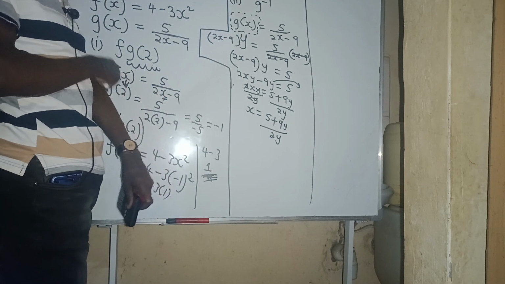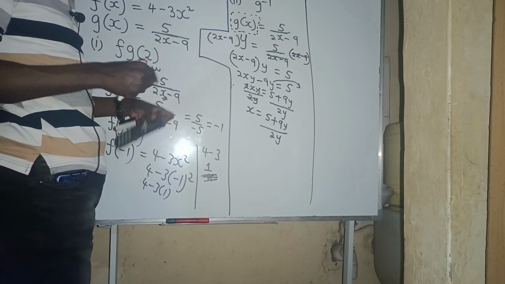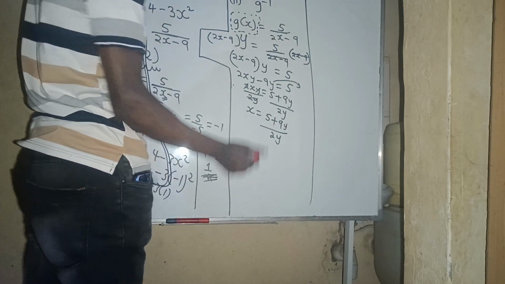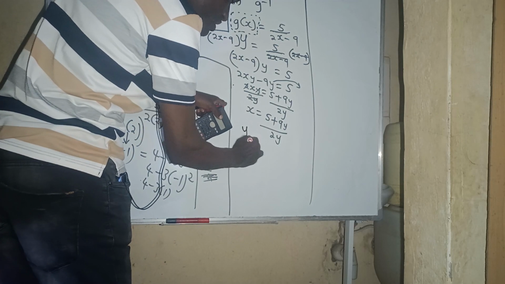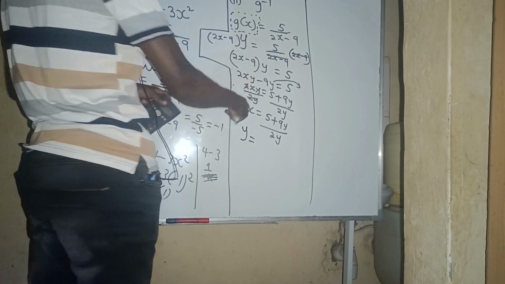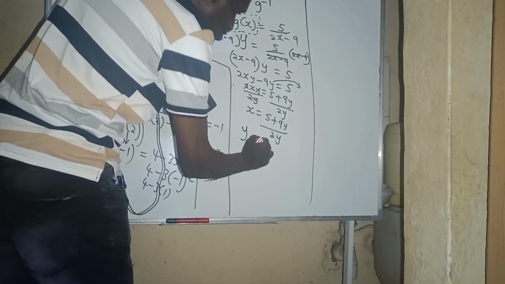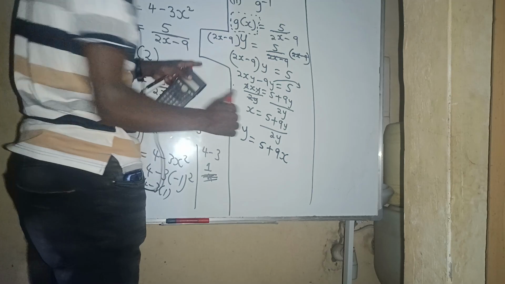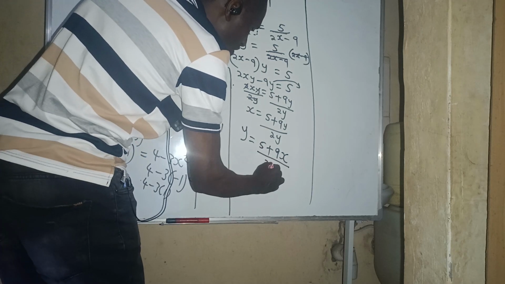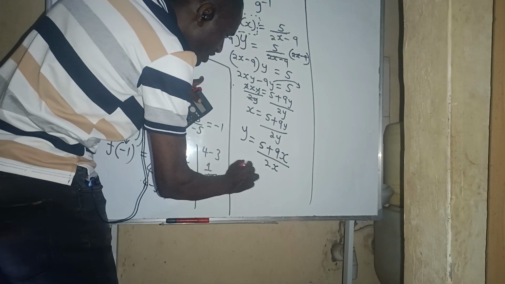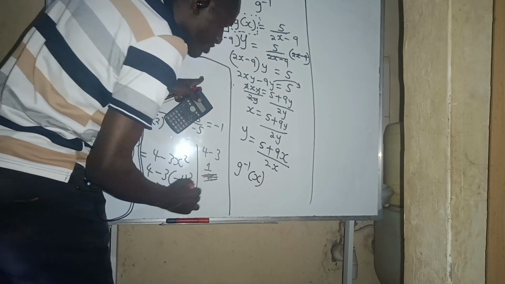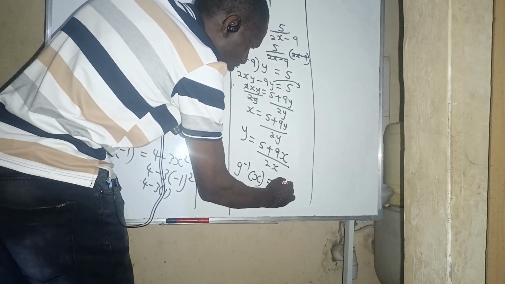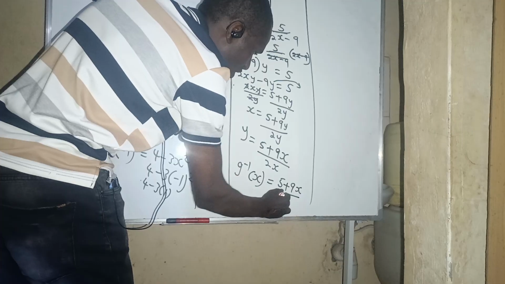And of course, the last step is now to swap the x and the y. So I'll take back my y, then take back my x, so that I have y again equal to. In the place of x, I put y. In the place of y, I put x. So y is equal to 5 plus 9x, and again not 9y, over 2x. So that means my g inverse in terms of x, the inverse of g as a function in terms of x, should be equal to 5 plus 9x over 2x.